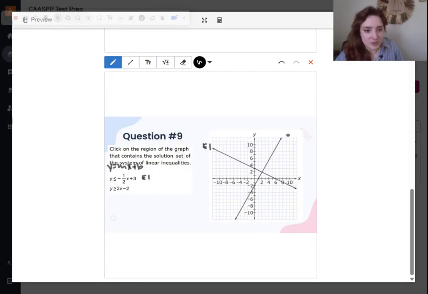Y-intercept is at -2, so this is going to be equation 2 over here. That's going to be helpful in a moment just to identify, okay, what are they giving us? So they've graphed the first line, they've graphed the second line, and now we're asked to shade.